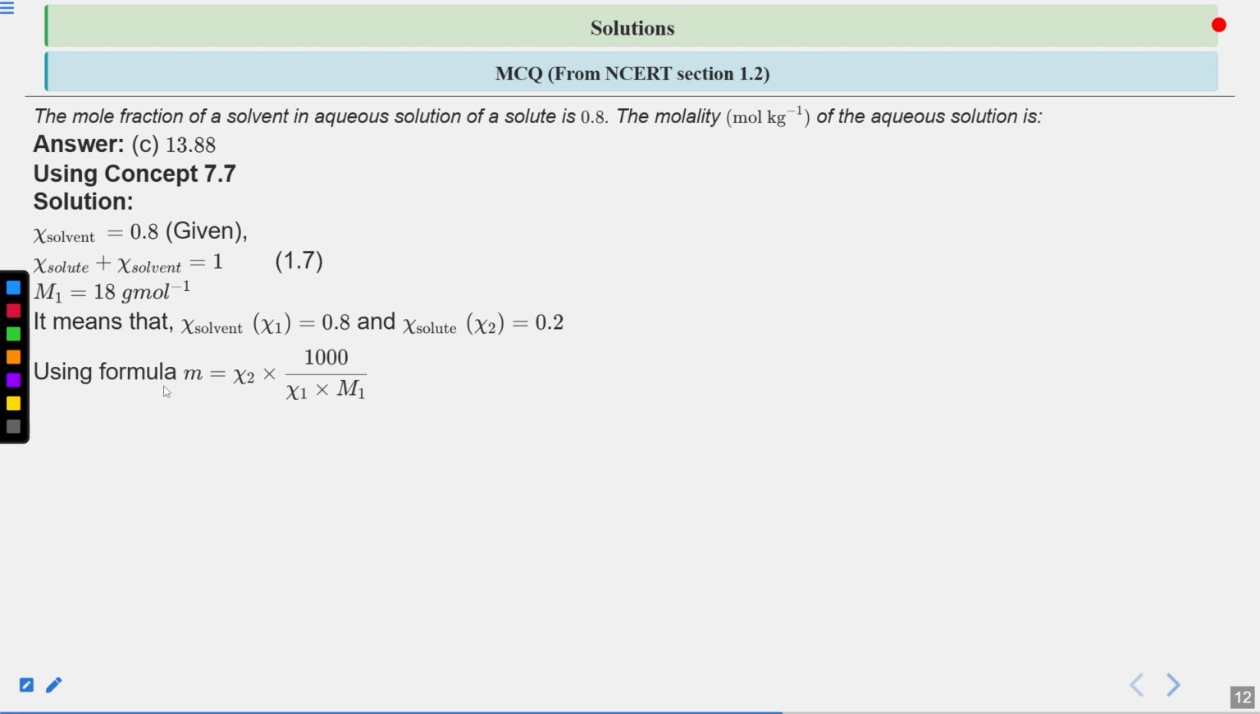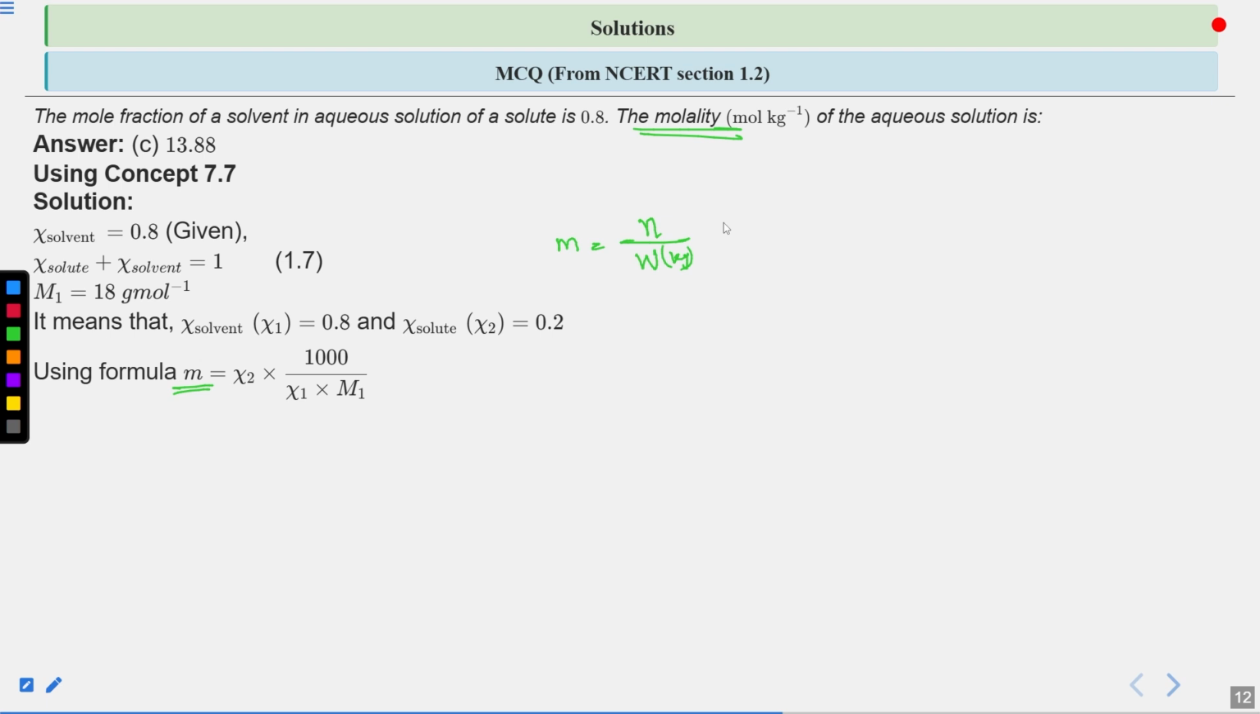Now we just simply use the molality formula because we have to determine the molality. Molality is defined by the mole fraction of the solute divided by the mole fraction of the solvent, multiplied by 1000, divided by the molar mass of the solvent. We just transform it from the real molality formula. Molality is defined as the number of moles of solute divided by the weight of solvent in kg. You know that, right?